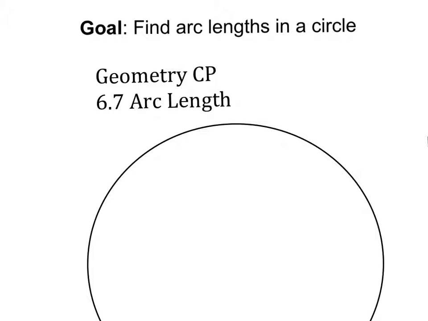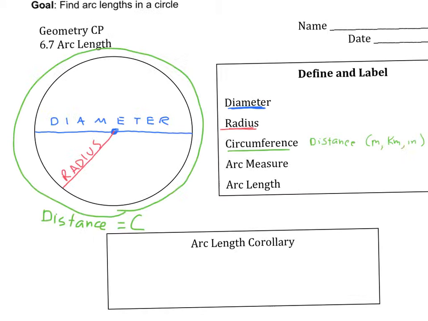So on this lovely day, we are going to be finding arc lengths in a circle, not the measure, not arc measure, but arc length. So we have to distinguish between the two. So to review, dia means through.